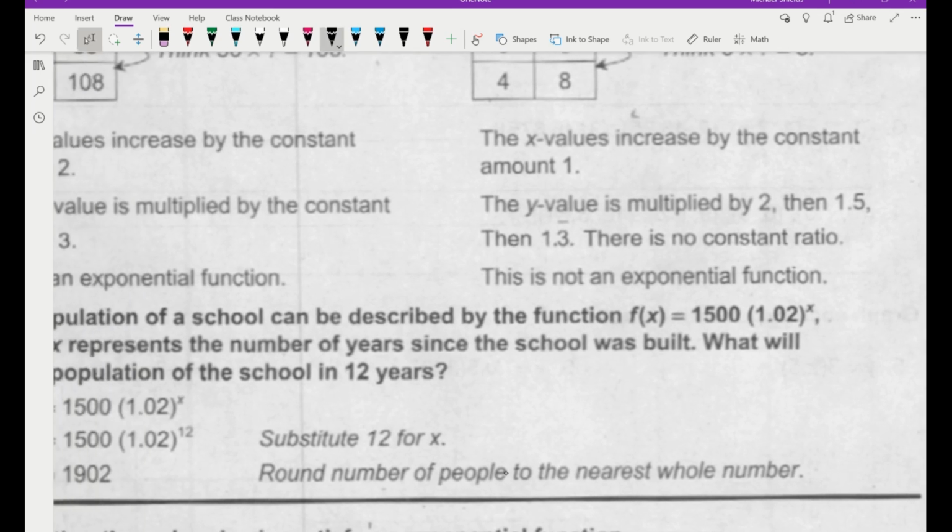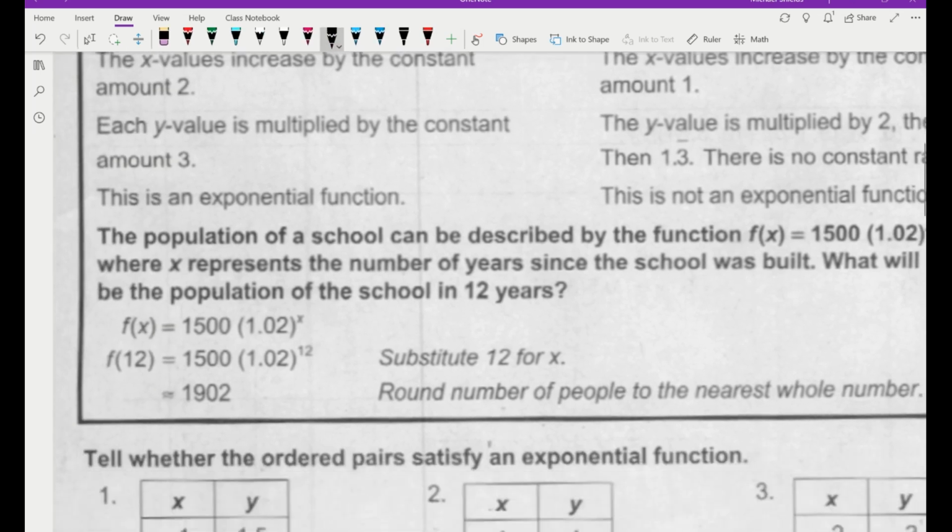Now here, I guess we're actually using the words constant ratio. Ratio meaning we're multiplying. It can also mean dividing, but division is just multiplying by a fraction. That's what division is. And we have an example here.